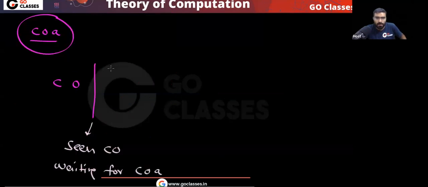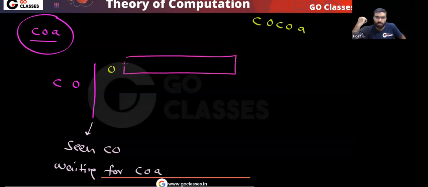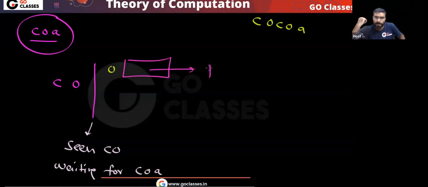What about O? If the symbol O comes, what will you do? Remember, this is the original string that you want. If another O comes, then the whole progress is gone, yes or no? Yes, the whole progress is gone.